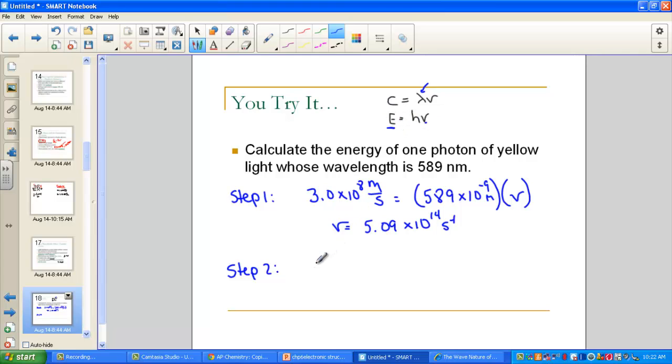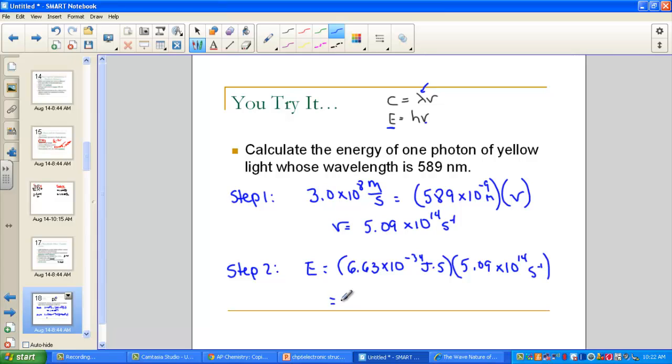Now that we have the correct unit in a per second, we can calculate the energy using Planck's formula, E equals h nu. The energy of our single photon of yellow light is equal to Planck's constant, 6.63 times 10 to the negative 34 joules times second. I'll multiply that by 5.09 times 10 to the 14th per second. Notice how seconds will cancel and you're left with joules of energy.